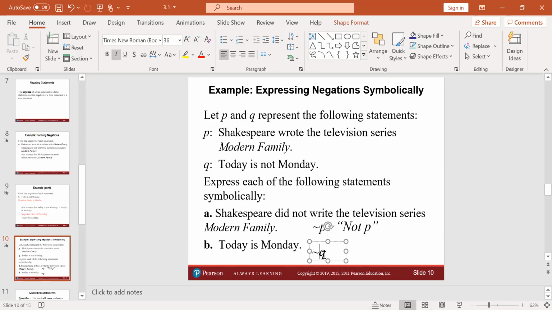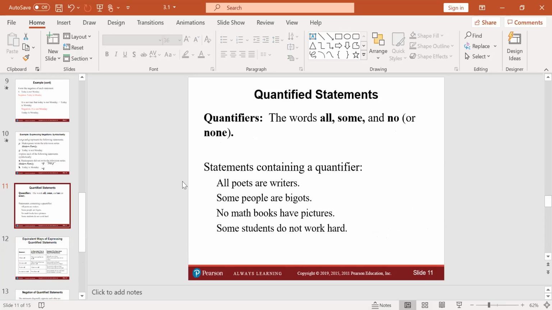Over here, not Q. Well, if the original Q is the statement "today is not Monday," the opposite sentiment of it is that today is Monday. So even though the word "not" you won't see it here, that's okay. It's still the opposite sentiment of the original Q statement. Thus, this thing down here, not Q. That's what that tilde means, not Q. So we take the opposite sentiment. So pretty straightforward.